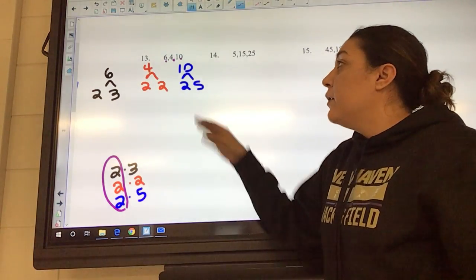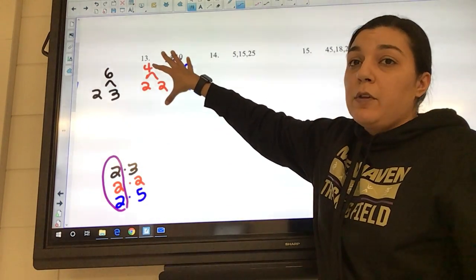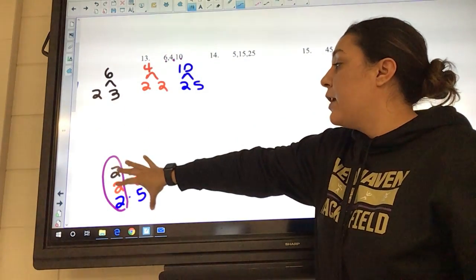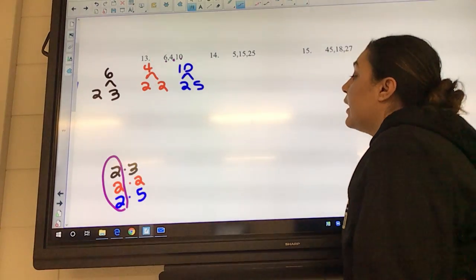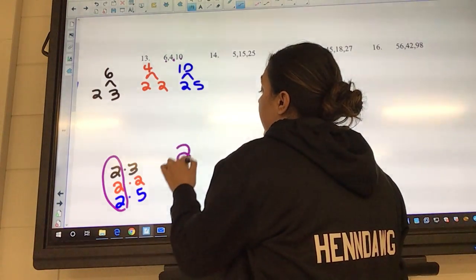So we all have to have that in common, okay? Depending on the amount of numbers that you're looking for in the greatest common factor is the amount of things that you need to have in common. Okay, and so on this one, our greatest common factor is just 2.